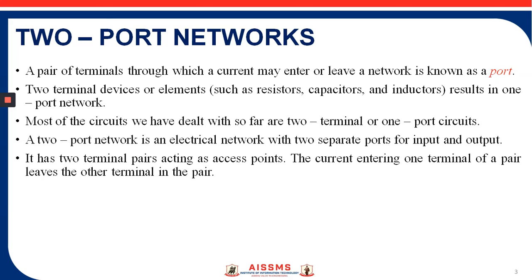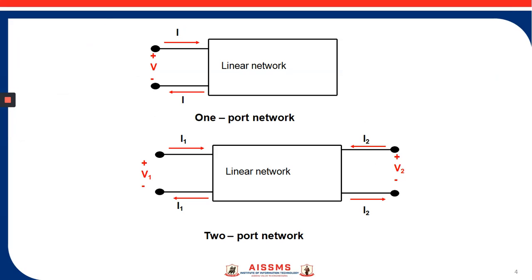Two terminal devices or elements such as resistor, capacitor, inductor result in one port network. Most of the circuits we have dealt with are two terminal or one port networks. A two-port network is an electrical network with two separate ports. One is input and the other is the output. The two terminal pairs act as the access points, the current entering one terminal of the pair and leaving in the other terminal of the pair.